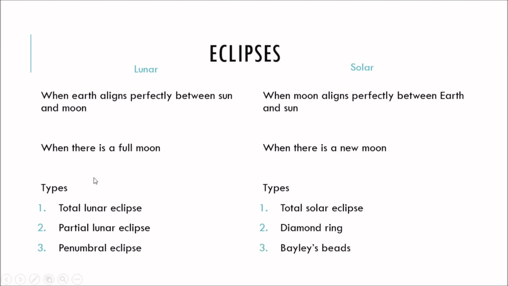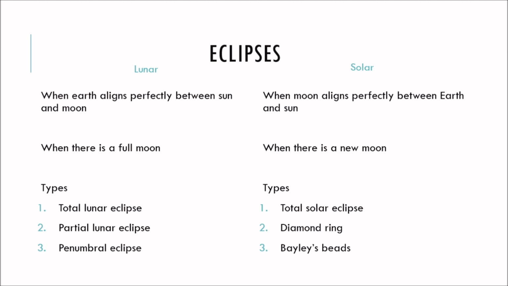The types in the lunar eclipse is the total lunar eclipse, when it actually covers the whole sun, and the partial lunar eclipse, when it only covers a small part. When there's only a small part of it not covered, so get ready. And penumbral eclipse was only passes the penumbra.